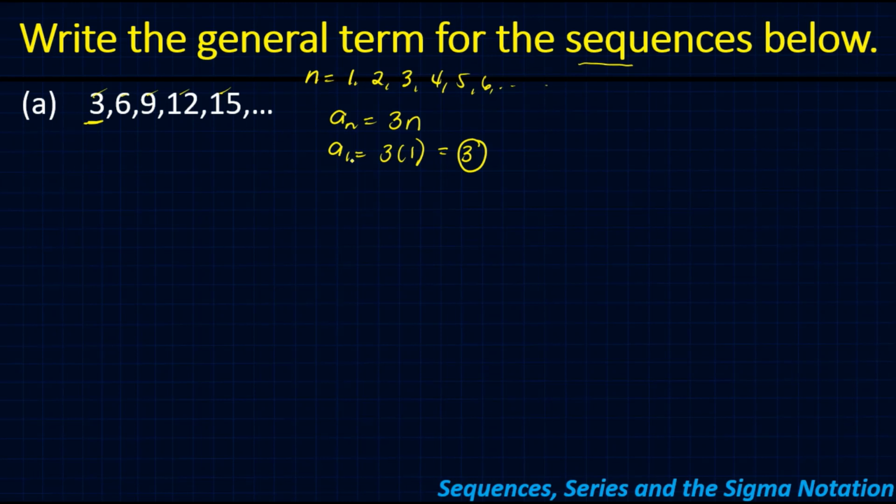Let us try the fifth term. If we have a sub 5 is equal to 3 times 5, then it is equal to 15. Is this the same as the fifth term of our sequence? Yes. So, therefore, we may say that the general term of this sequence is a sub n is equal to 3n. Another way to rewrite the general term of this sequence is to identify whether it is an arithmetic or geometric sequence.